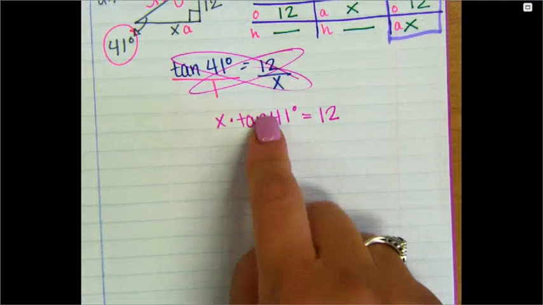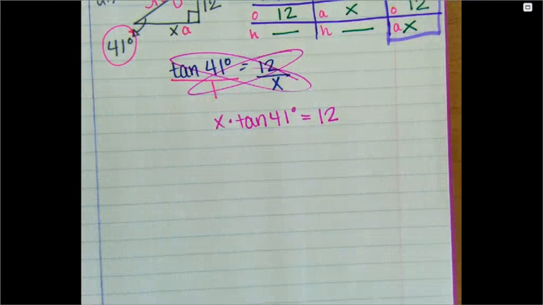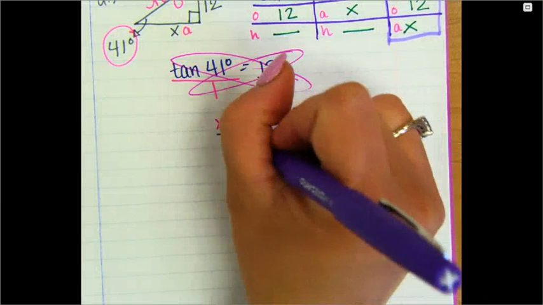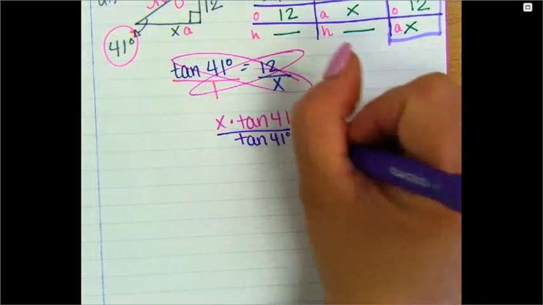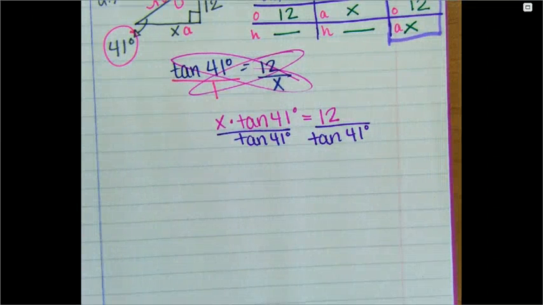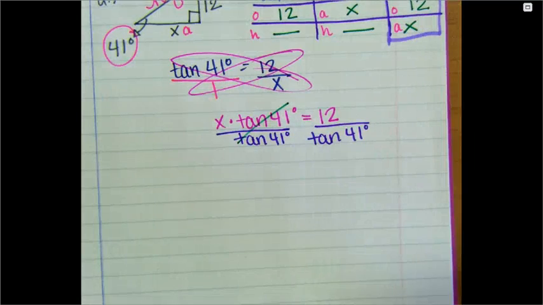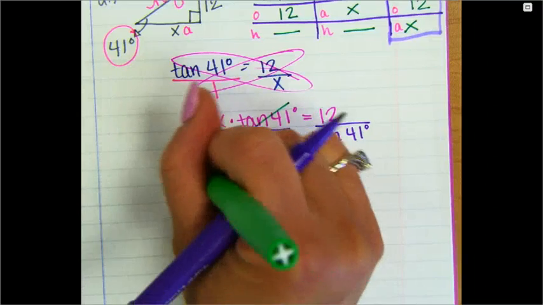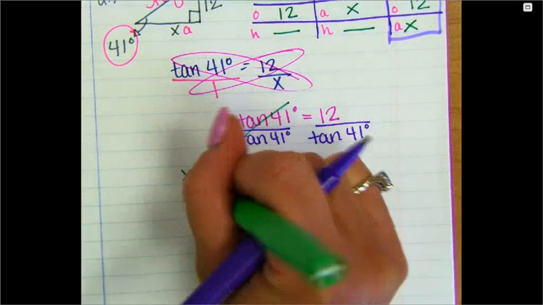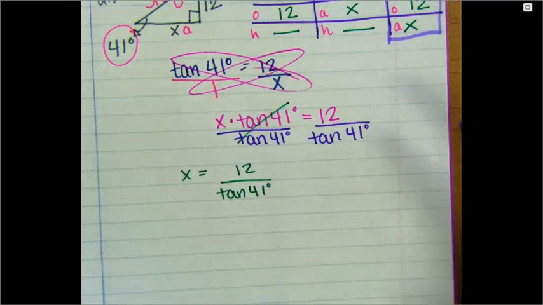Now, tangent of 41 degrees is an actual number. So if it's a number, how do I get rid of a number when it's next to x? You divide. So I'm going to divide by tangent of 41 degrees on both sides. And when you have a number divided by itself, what happens to it? It cancels. And so I really have x equals 12 divided by tangent of 41 degrees. Is that a fair statement?